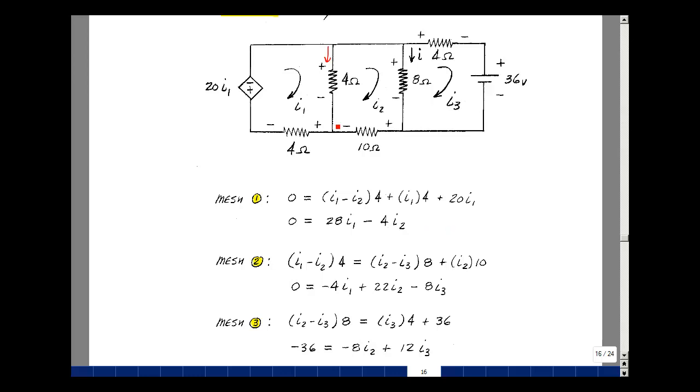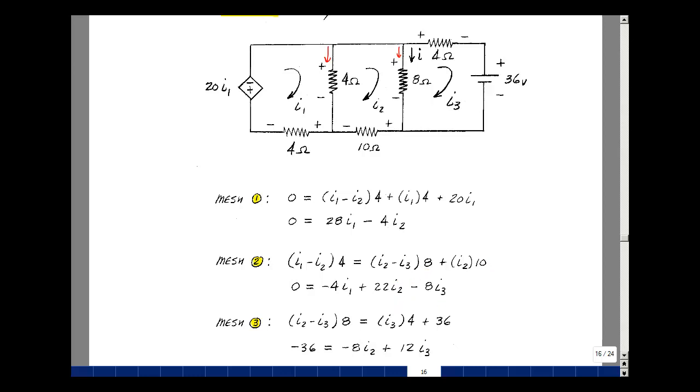Going around mesh 2, let's start here. The rise in voltage equals the drops. The rise in voltage is the voltage across the 4 ohm resistor, and we said that was I1 minus I2 times 4. And then the drop in the current in this direction is I, which is equal to I2 minus I3. So it agrees with I2, disagrees with I3: I2 minus I3 times the 8 ohms. And here I just have I2 flowing in this direction, so I2 times 10. We have no constants. Put everything on the other side of the equation. So we've got 0, and then I1 times 4 becomes minus 4I1. Then minus 4I2 becomes plus 4 times I2. Then I have 8, and I have 10, which gives me 22I2. And then I have a minus 8 times I3.